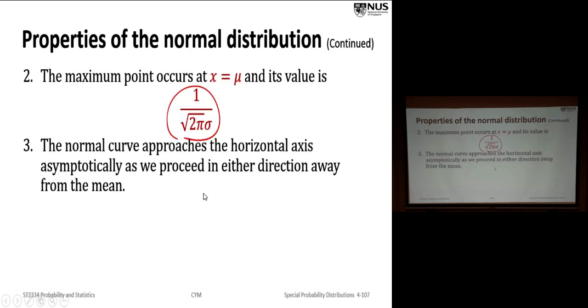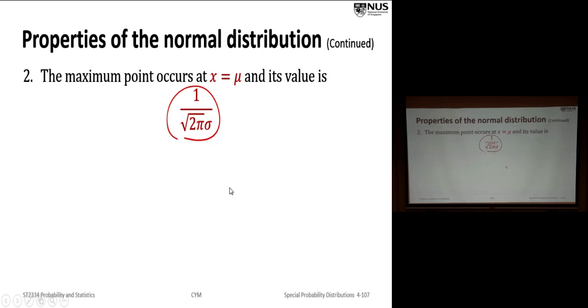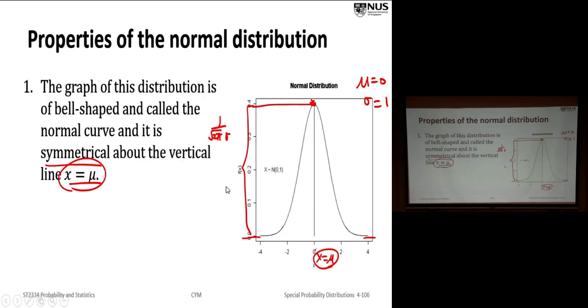The third property is that the normal curve approaches the horizontal axis asymptotically as we proceed in either direction away from the mean. Which means that this curve extends to infinity and minus infinity, and as x gets bigger or gets far away from mu, it goes closer to the x-axis. But it can never equal zero.